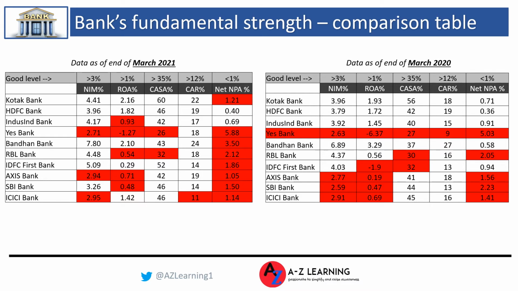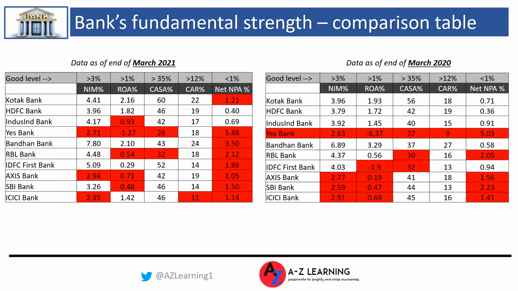The first line in this table is the good level that we have just talked about. For example, we talked about net interest margin should be 3% or higher, return on assets should be 1% or higher, CASA ratio should be 35% or higher, capital adequacy ratio of 12% or higher, or net NPA of 1% or less than that.